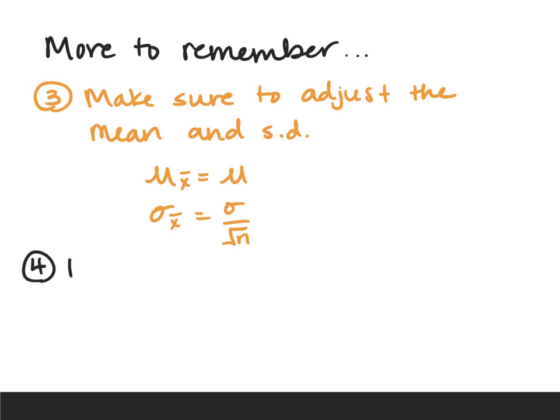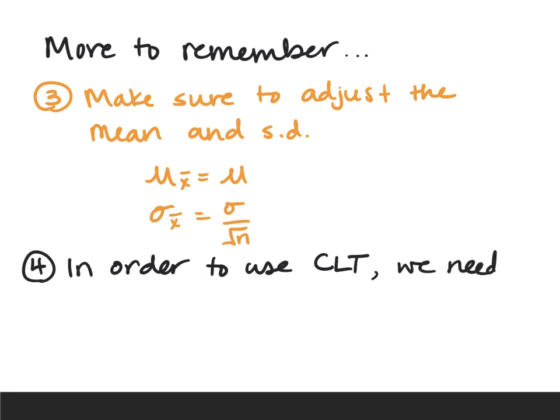So in order to use the central limit theorem, I'm going to use that abbreviation, we need n to be greater than or equal to 25. I mean, honestly, you can still use n is greater than or equal to 30. I really think that as long as you're in that range, you're gonna be fine.